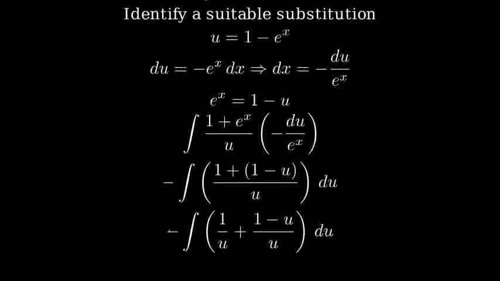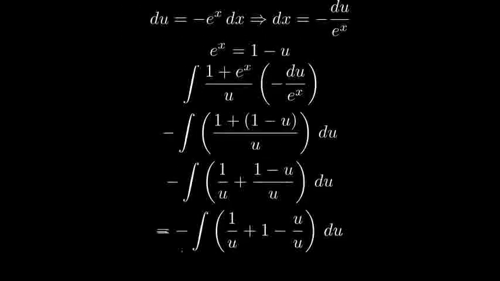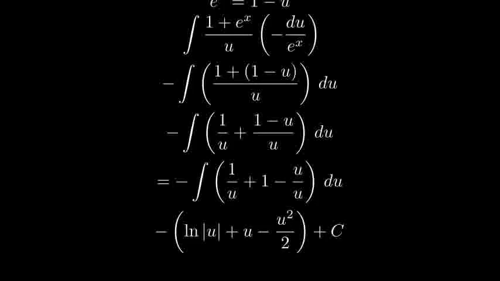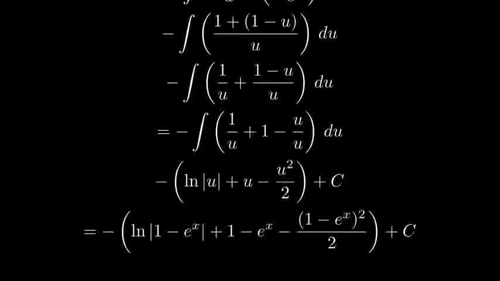Integrating each of these separately will give negative natural log of the absolute value of u, negative u, and plus u squared over 2 on simplification. Going back to our substitution for u and substituting it back gives us the final answer.